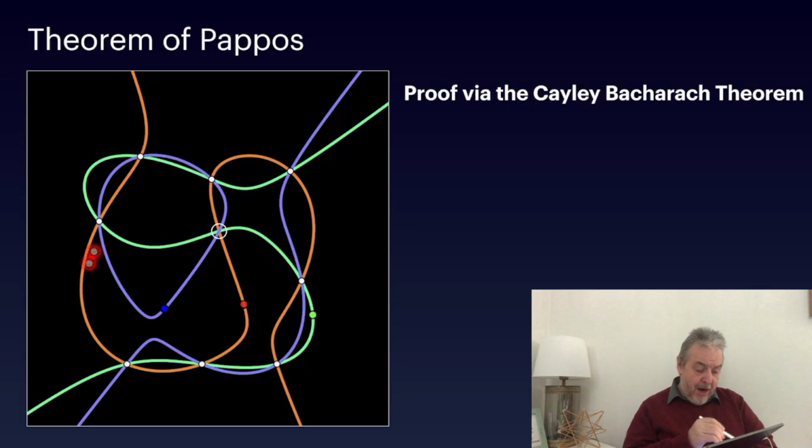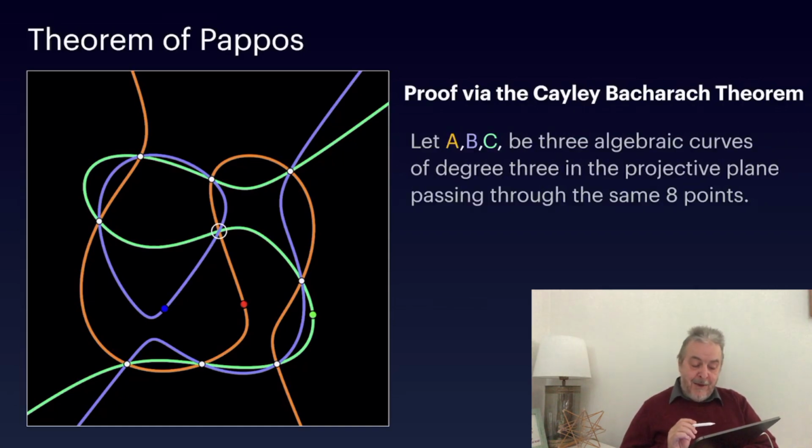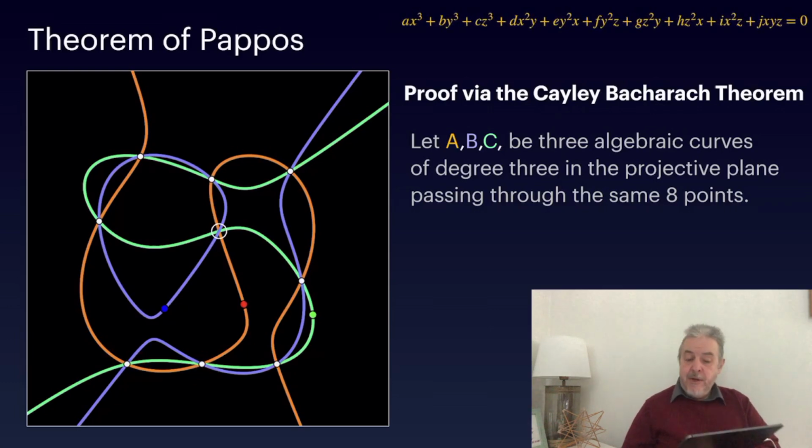So first we have to learn what these curves that we see here are. These are algebraic curves of degree 3, and what it states as hypotheses first: we start with three algebraic curves A, B, C that have degree 3 and are in the projective plane, and they pass through the same 8 points. So these 8 points here are those points here, and perhaps I should first explain what it means to be an algebraic curve of order 3.